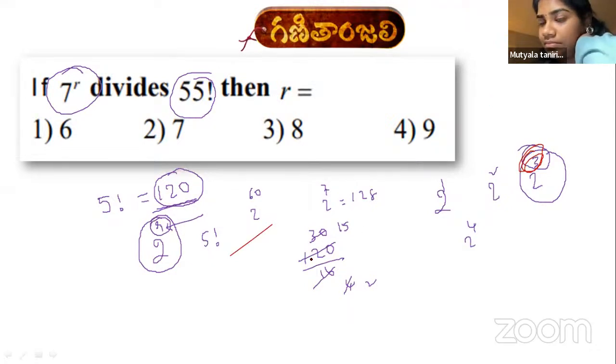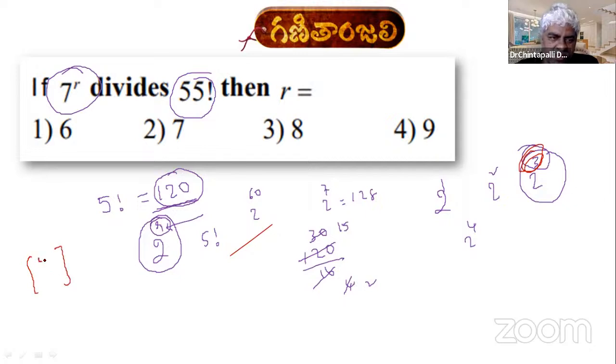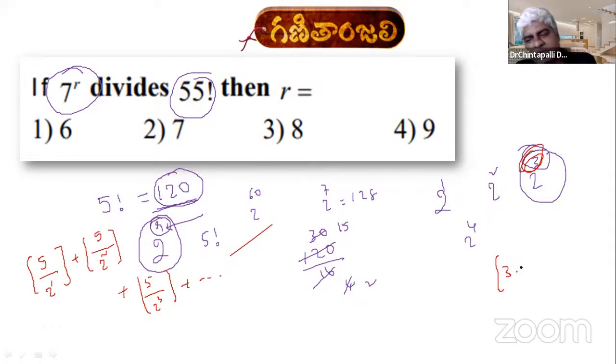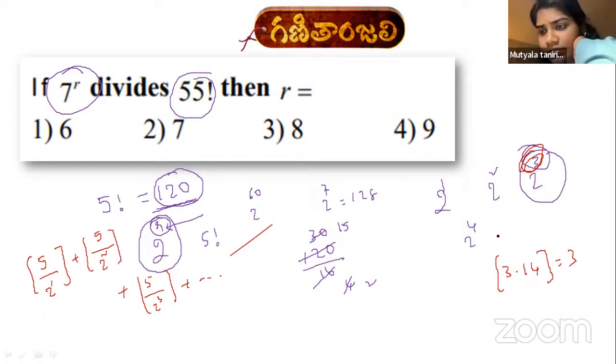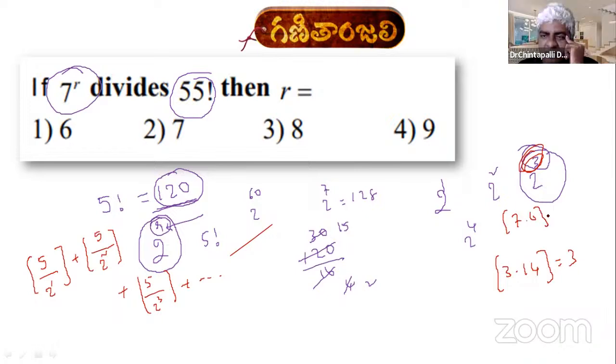First of all, do you remember the value of the bracket, the fractional part, 5 by 2 power 1, 5 by 2 square, 5 by 2 cube, and so on? You know the integer part, the floor function. What is the value of the floor of 3.14? 3. What is the floor of 7.6? 7. The floor of 7.9 is also 7 only.